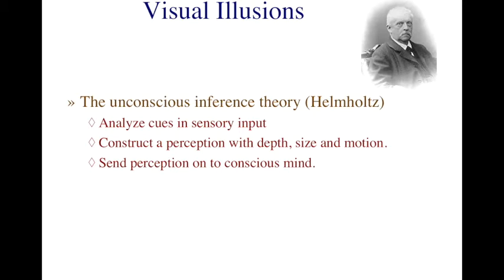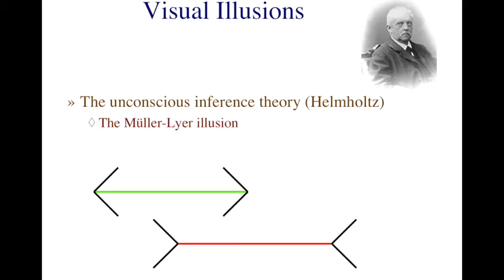If the brain makes a miscalculation in terms of how far away something is, it can lead to what we call a size illusion. The Mueller-Lyer illusion is a classic size illusion. If you look at the green line and the red line in this display, most people find the red line to be longer than the green line. In fact, the two lines are exactly the same length.